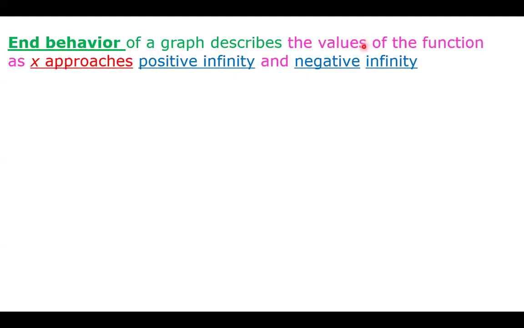End behavior describes what the function is doing as x approaches positive infinity and negative infinity. When we're referring to positive infinity, that means you're saying x goes to positive infinity. This is how we write it mathematically. That just simply means go all the way to the right. So as you go forever to the right, what's happening? Does that make sense? That's what positive infinity means.